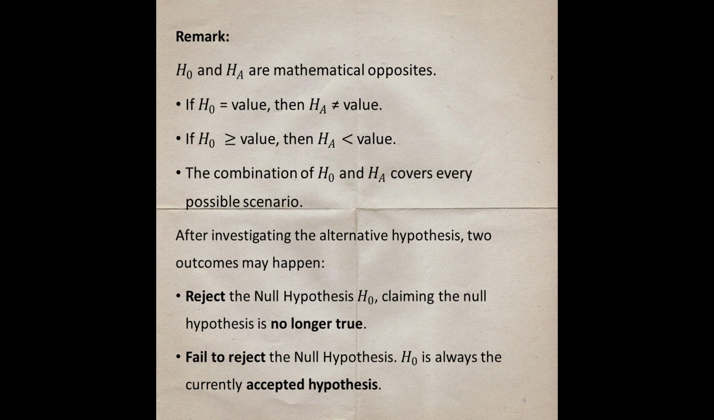After investigating the alternative hypothesis, 2 outcomes may happen. Either you reject the null hypothesis, H0, claiming the null hypothesis is no longer true, or you fail to reject the null hypothesis, H0. H0 is always the currently accepted hypothesis.